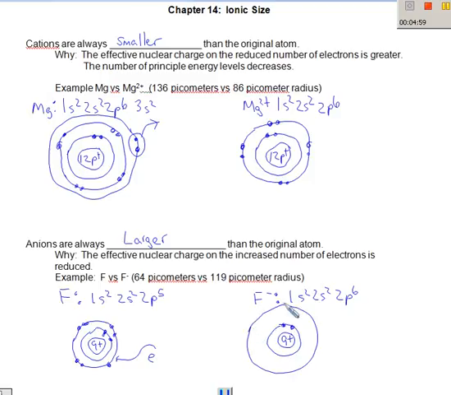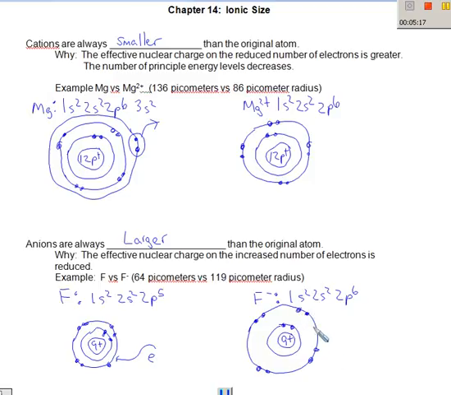for 2 reasons. First, when we put another electron in here, electrons actually repel each other. So they're going to tend to expand to escape each other's repulsion.